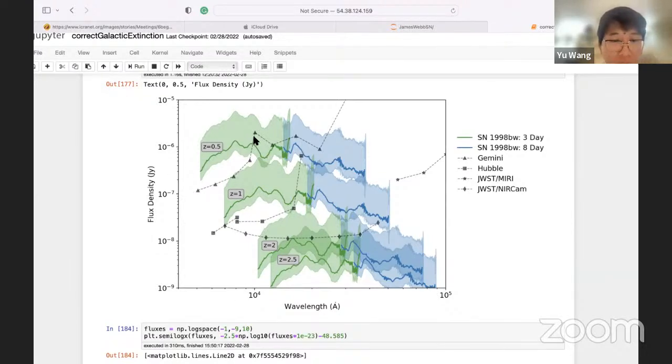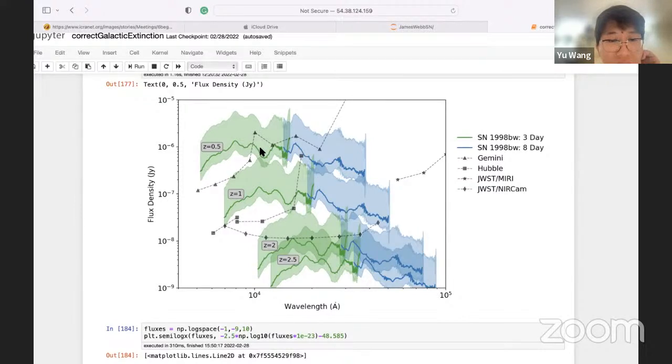And these gray dots, triangle, square, diamond are the limits of different satellites. So it's marked here: Gemini, James Webb. James Webb has the best resolution, around 10 to the minus 8. And these colorful ones, the green and the blue: the green is the optical part and the blue is the almost infrared part in the rest frame, at different redshifts.